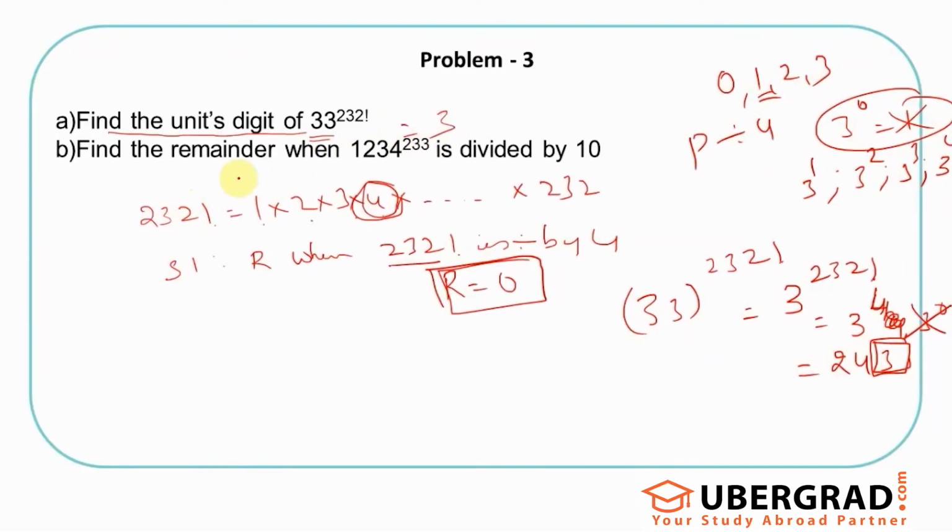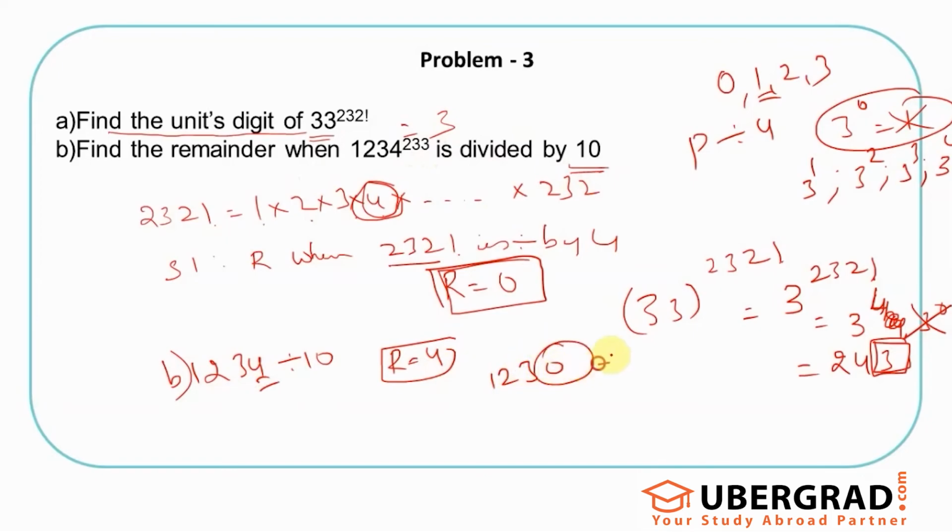Find the remainder when 1234 power 233 is divided by 10. See, when any number, let's say 1234, is divided by 10, just simplifying it, not the whole power part, what will be the remainder? It's the last digit, basically 4. Because if a number is ending with 0, it is divisible by 10. If it is having something extra, the remainder will automatically be those extra numbers. So that's another way of asking you to find the last digit.